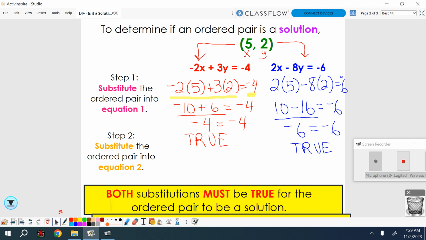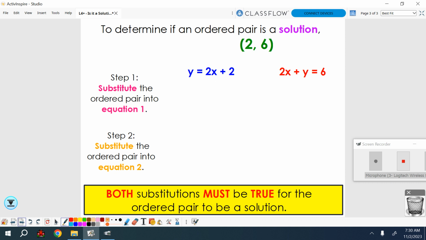So in order for the ordered pair to be a solution, both equations have to be true when you do your substitutions. Okay, now just doing this isn't enough. You also have to say that 5, 2 is a solution. Okay, you can't just prove that both are true. You have to tell me you know what that means. Okay, let me show you another example.